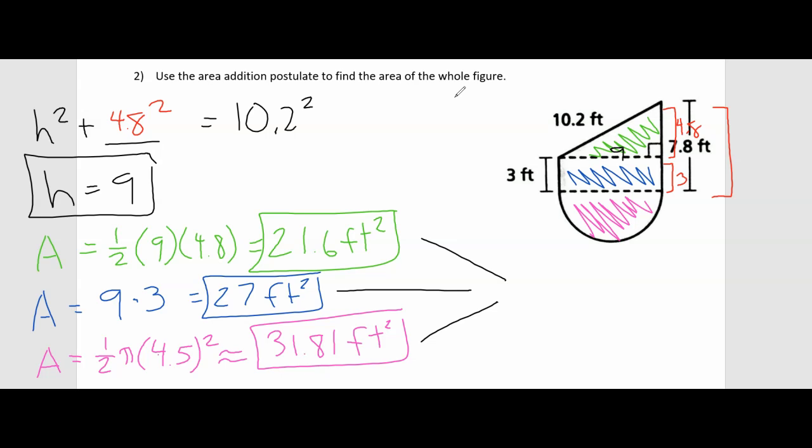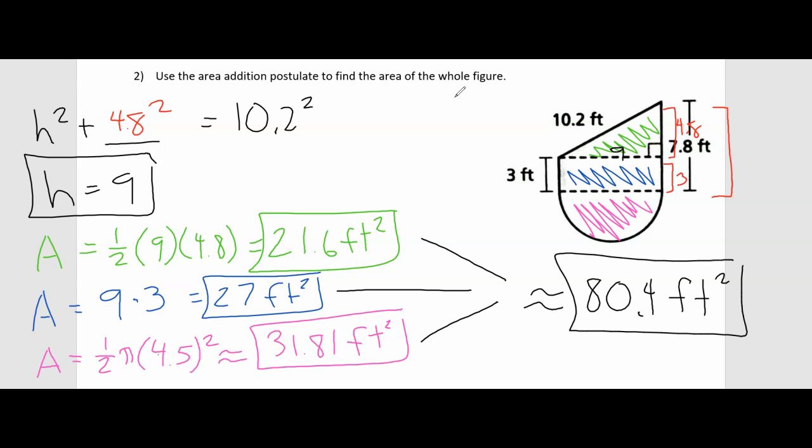And if I round to the nearest 10th, that gives me approximately 80.4 square feet. Make sure you include those units as well. So again, this sort of composite figure, break it down, add up all the individual areas together.